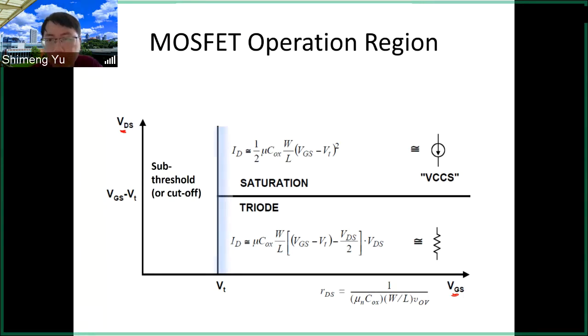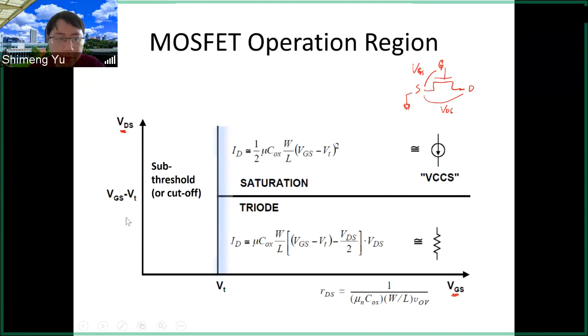You are looking at the difference between the gate and the source. That is the VGS. And also you are looking at the VDS here. But if the source is grounded, it's the same as VG or VD. So I use those as equivalent.